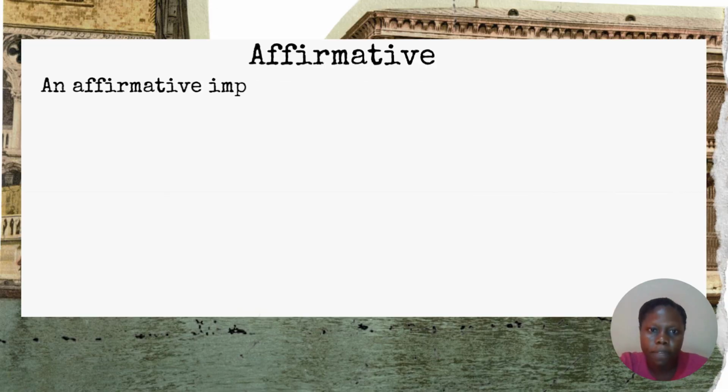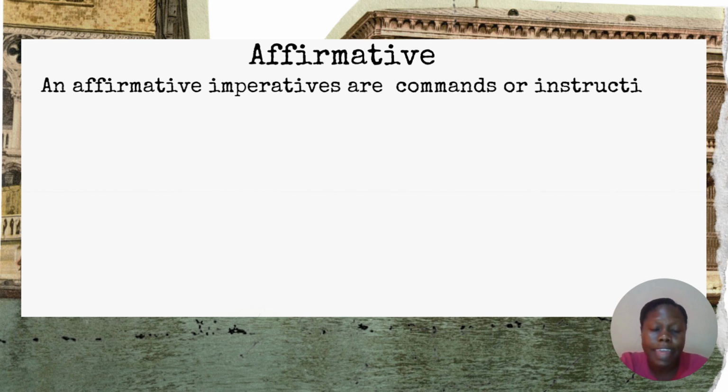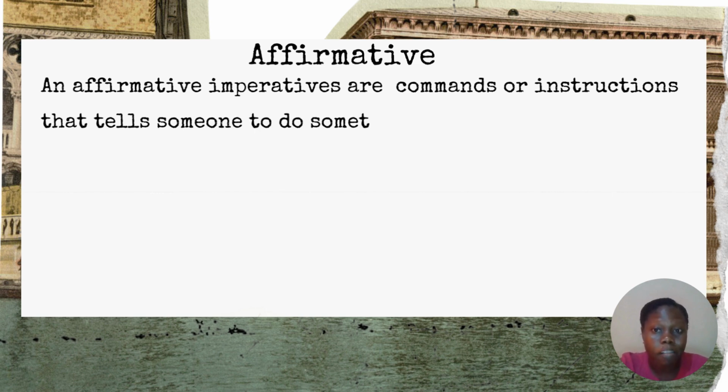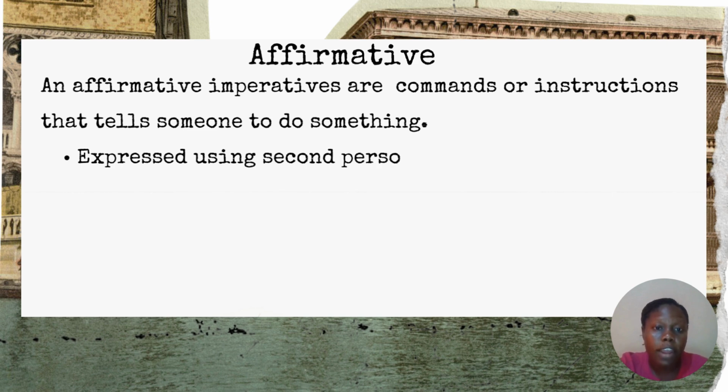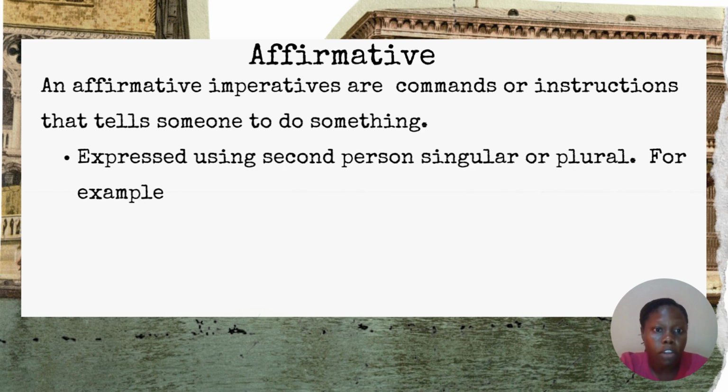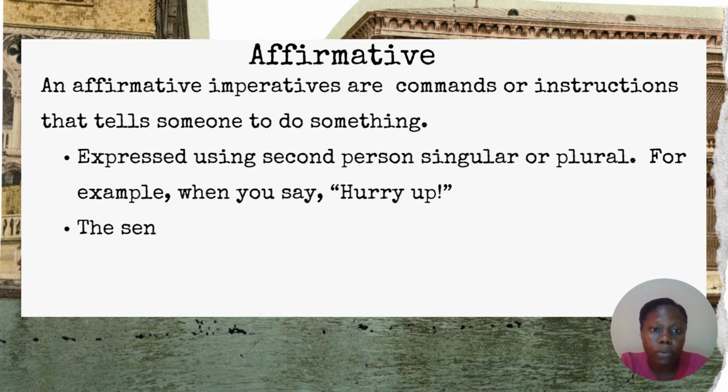Affirmative imperative. They are commands or instructions that tell someone to do something. It is expressed using second person singular or plural. This means that you are directly addressing the person or people you are speaking to. Let's look at the example. Hurry up. You are giving a direct command to someone to move faster. So you're directly addressing the person or people that you're speaking to.